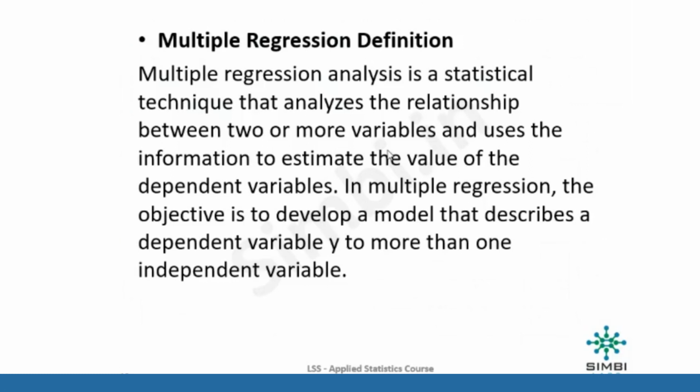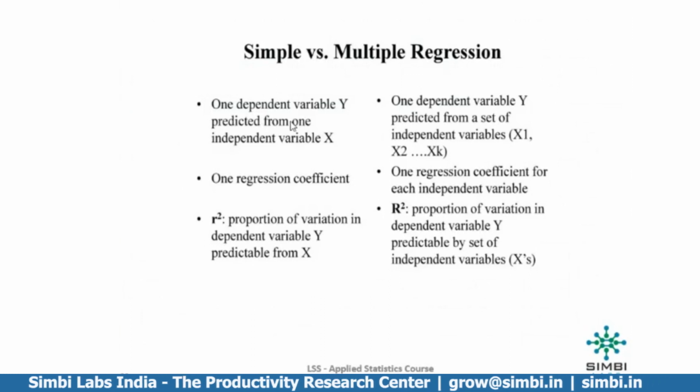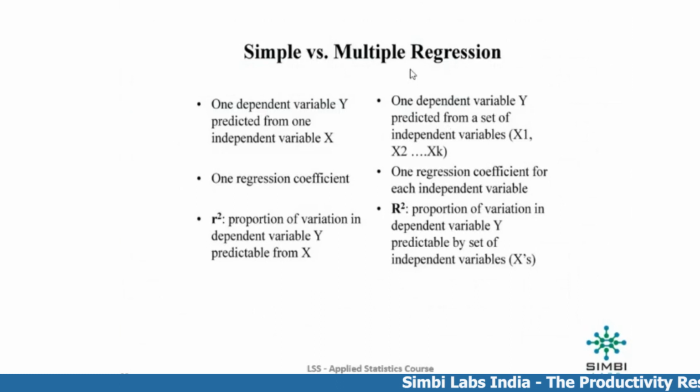The difference between linear and multiple regression is this: in simple linear regression, only one dependent variable y is predicted from one independent variable, whereas in multiple regression, one dependent variable y is predicted from a set of independent variables. So two or more independent variables can be considered in multiple regression. That is the main difference between linear and multiple linear regression.